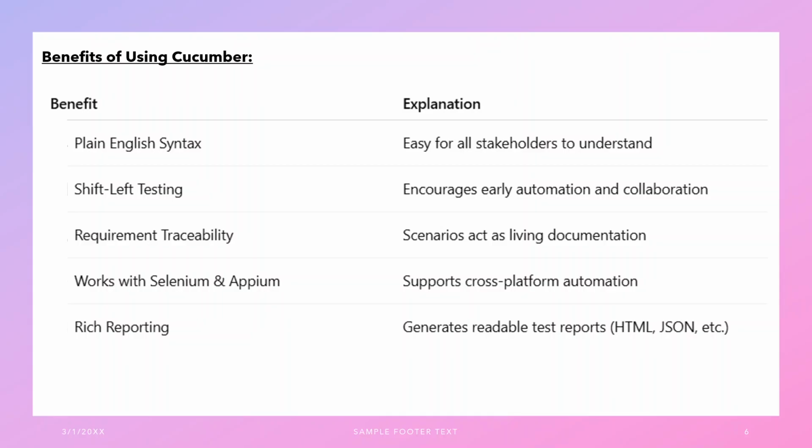Next is the very important requirement traceability. The scenarios act as a living document where you can trace whether we have covered all the requirements in our test cases or not. Next, Cucumber works very well with Selenium and Appium, that is, it supports cross-platform automation. Next is rich reporting. Cucumber generates readable test reports in formats like HTML, JSON, etc. So those are the benefits of using Cucumber.